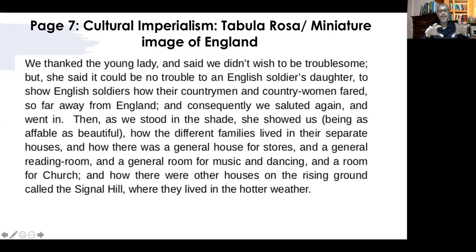Look at this passage. It will be understood here. "We thank the young lady." It was Miss Marion that the narrator fell in love with, but because she was from the upper class, it is not possible that she could love him too, right? "We thank the young lady, who is Miss Marion, and said we didn't wish to be troublesome, but she said it could be no trouble to an English soldier's daughter, to show English soldiers how their countrymen and countrywomen fared." Look at this. "So far away from England, and consequently we saluted again and went in."